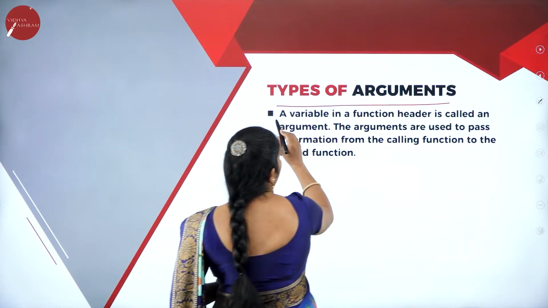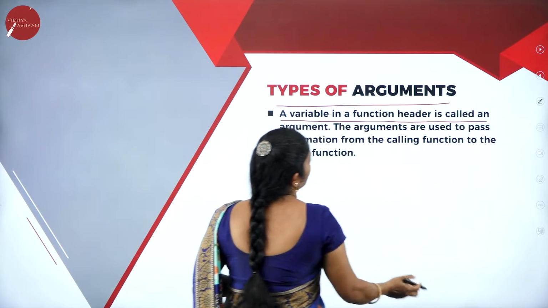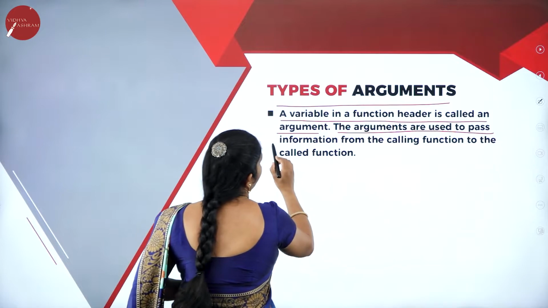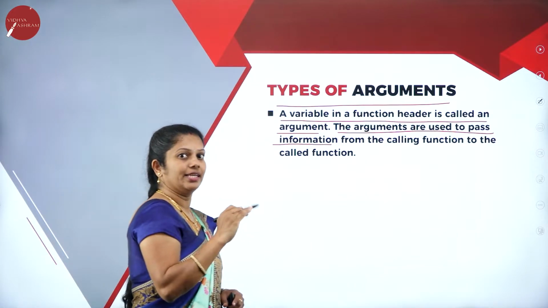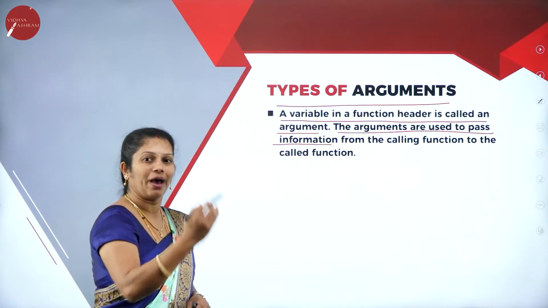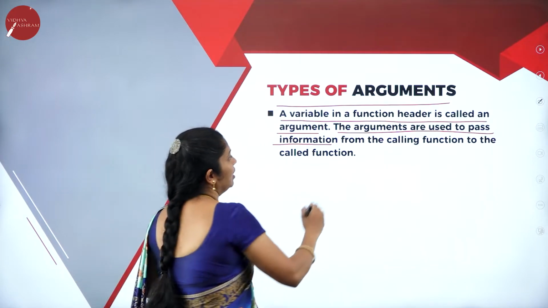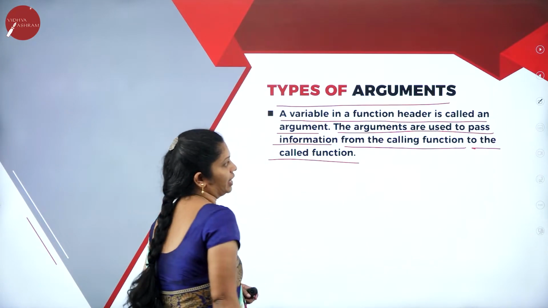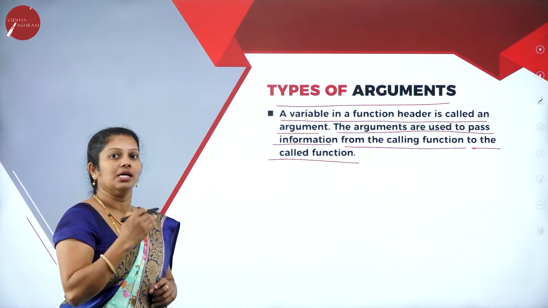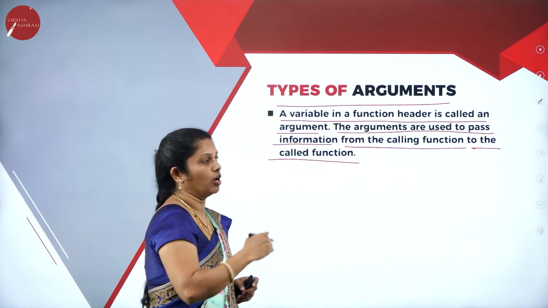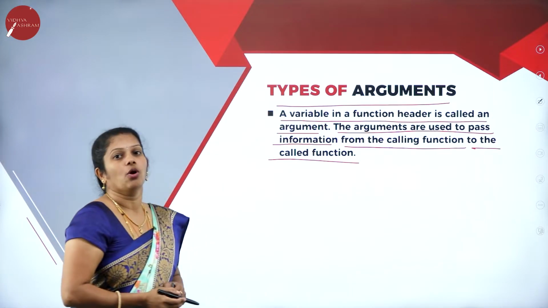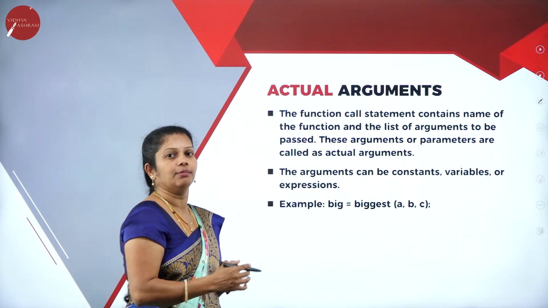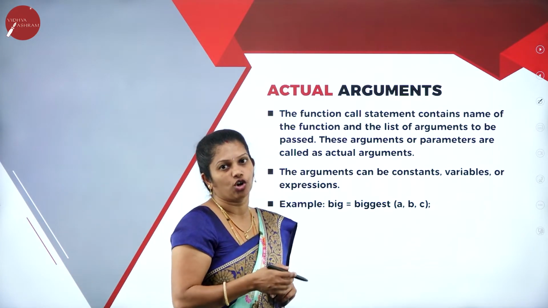A variable in a function header is called an argument. The arguments are used to pass information, which we can call values, parameters, or arguments, from the calling function to the called function. Here we are passing arguments from the main program to the subprogram, that is, from the calling function to the called function. There are two types of arguments: actual arguments and formal arguments.